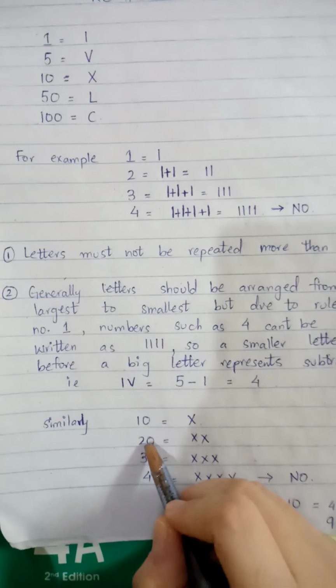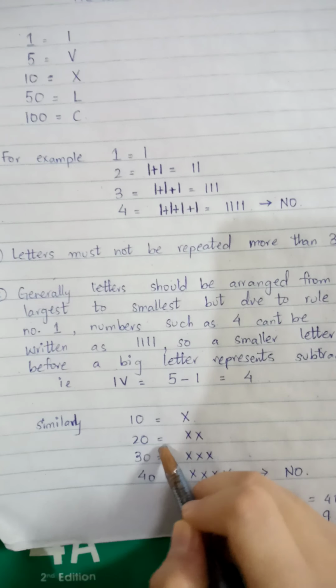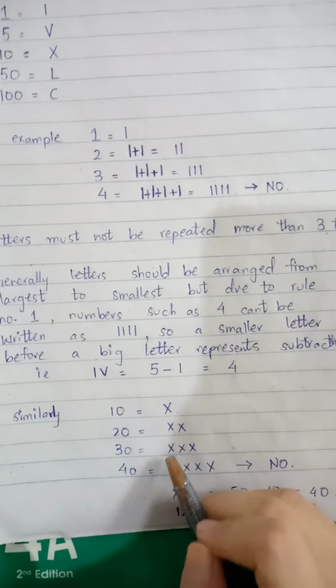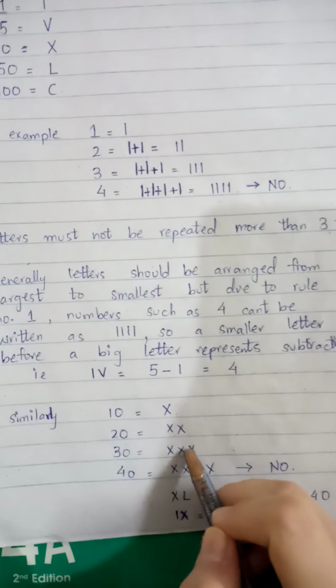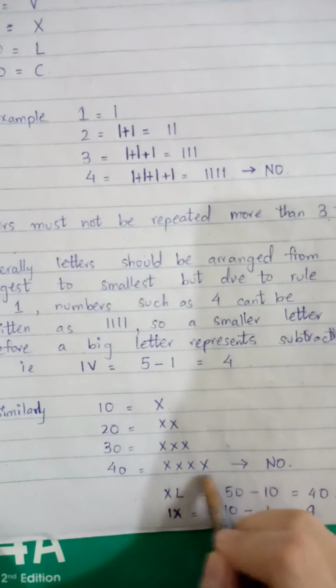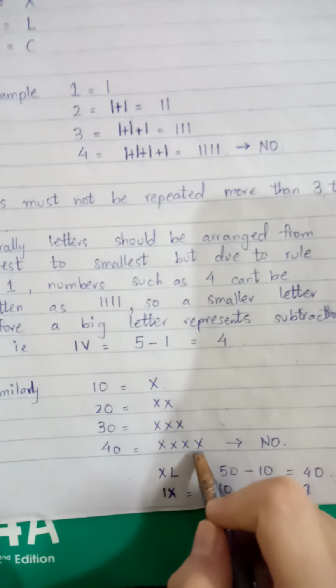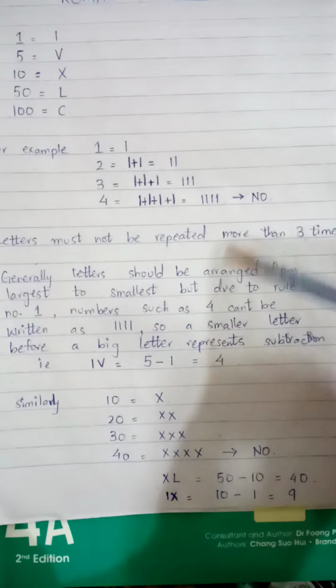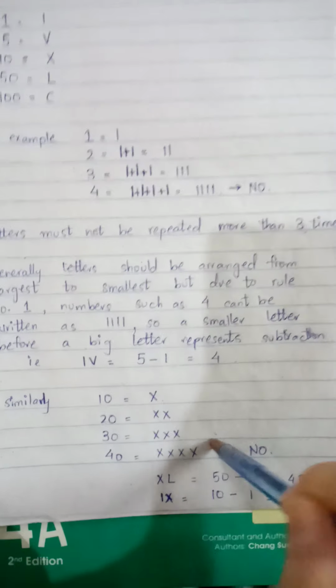If I talk about 20, I know that 20 is equal to X plus X. It will make 2 X's, right? If I talk about 30, I will write it like X plus X plus X. It makes 3 X's, right? But if I talk about 40, will I write it like 4 X's? No, I will not write it. Why? Because of rule number 1. Again, see here what they have written in rule number 1, that letters must not be repeated more than 3 times. So obviously I have to follow this rule here as well.